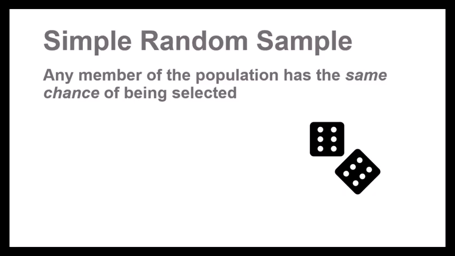The most basic of these would be a simple random sample. This is where every member of the population has the same equal chance, or equal odds, of being selected. This is like using a random number generator with numbers assigned to the population, or choosing names out of a hat or something like that.